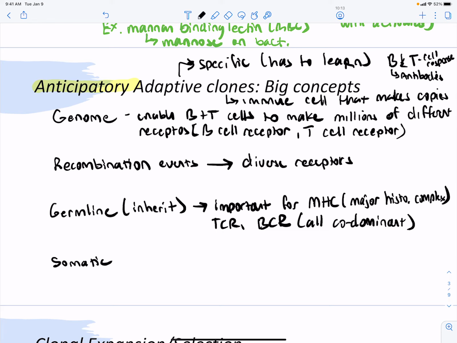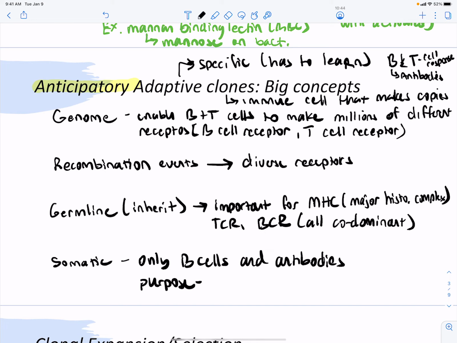Now, there's also somatic changes that can occur, but this is only with respect to B cells. And I don't want to spend too much time on it right now because this is just sort of a sweeping overview. And when we start talking about B cells more specifically, we go into how, at the somatic level, they can change themselves. So this is only with B cells and antibodies. And the purpose is to get better at binding.